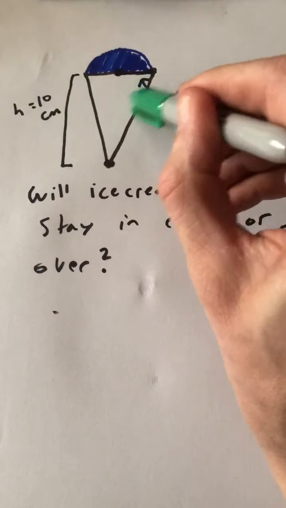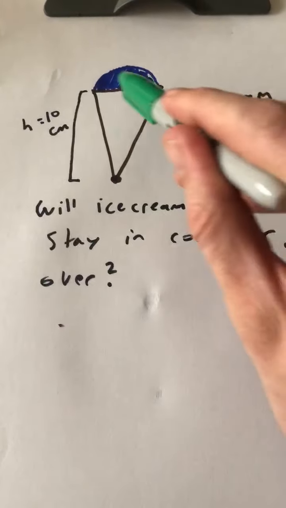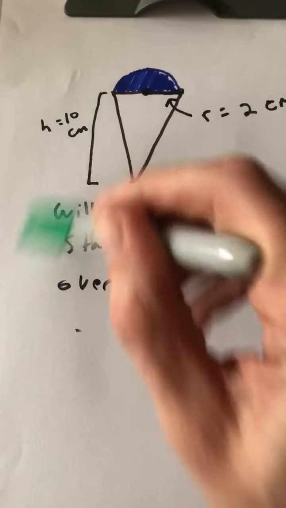The other half of the sphere is inside the cone. You don't see it, obviously. And the radius of both the sphere and the cone is 2 centimeters. And then we have the height of the cone, which is 10 centimeters.